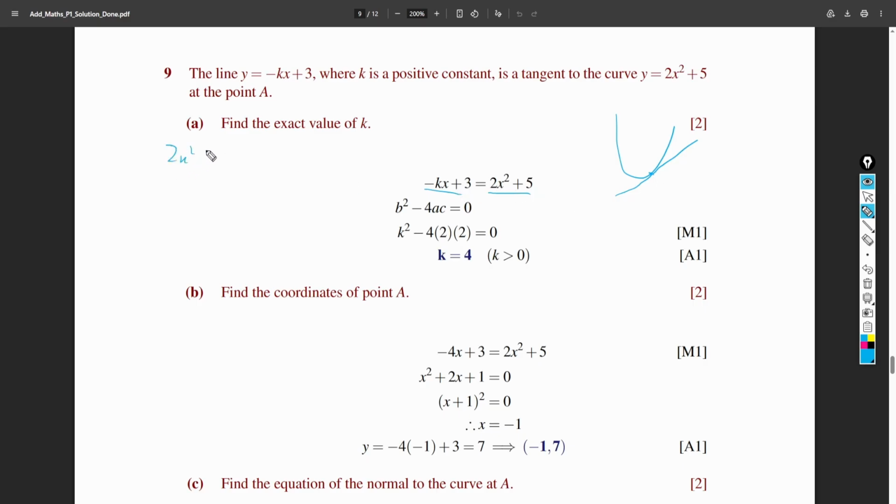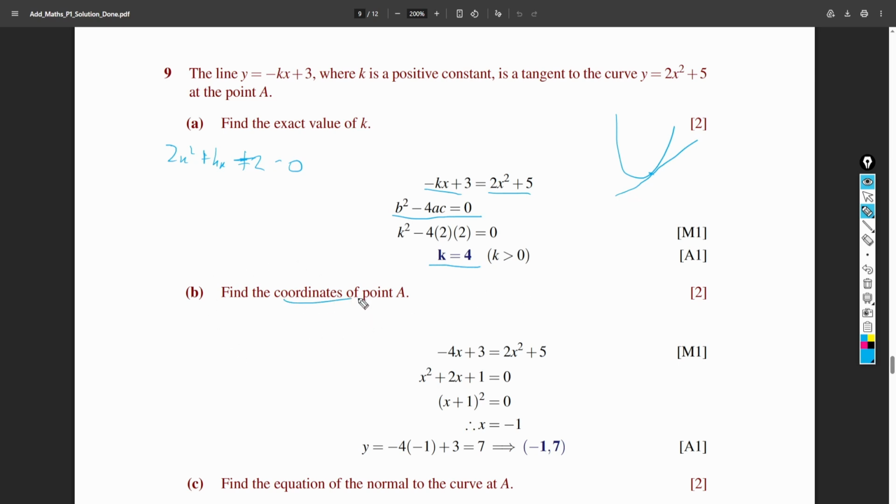2x² - kx + kx + 2 = 0. So we can rearrange this to a quadratic, and we know there's only one solution. What does that mean? That means the discriminant is 0, or b² - 4ac = 0. So we put the values in and then we get the value of k.